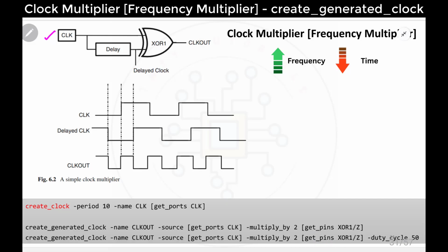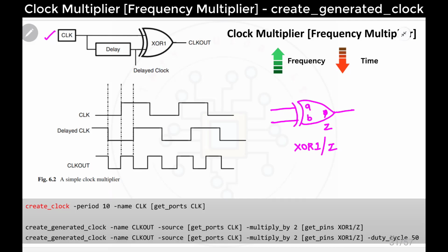And where am I applying this? I'm applying this at the pin of the XOR. If you take an XOR gate, the two input pins are A and B, and the output pin is Y. The input names can be anything. In our example I am writing Z, because here this pin is Z instead of Y. So it should be written as get_pins, XOR1 is the instance name, followed by Z.